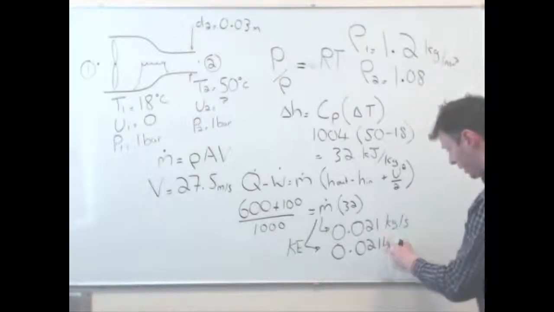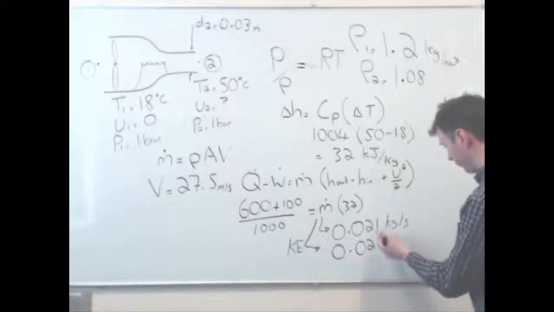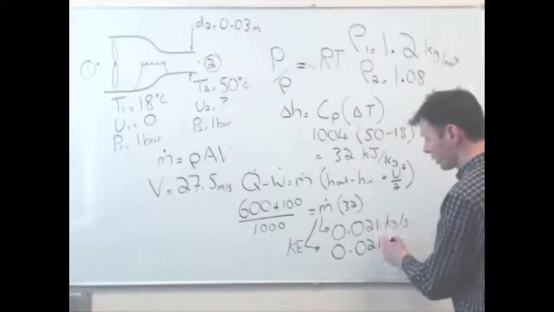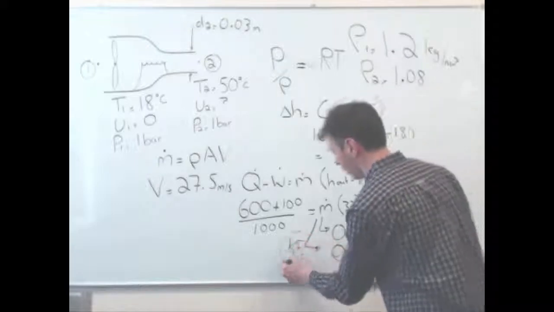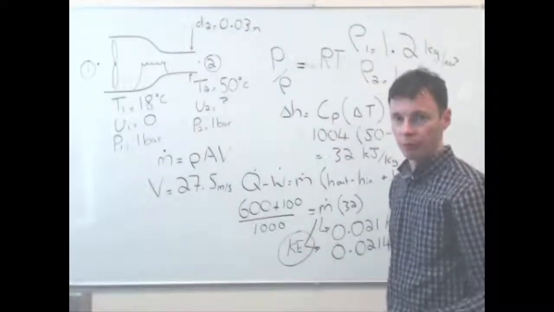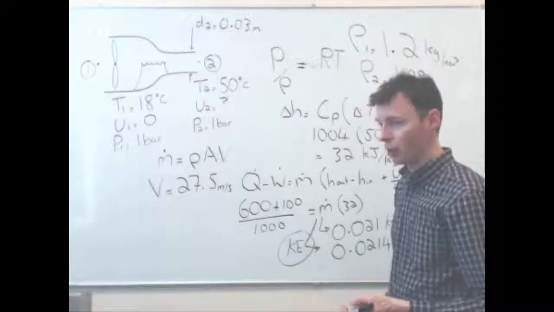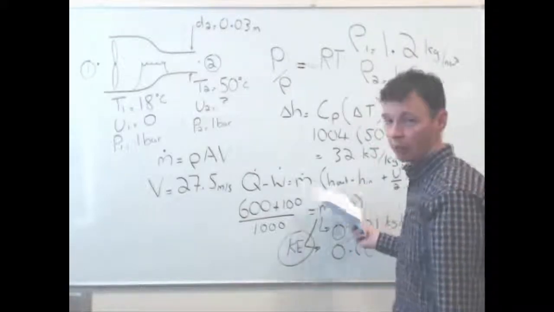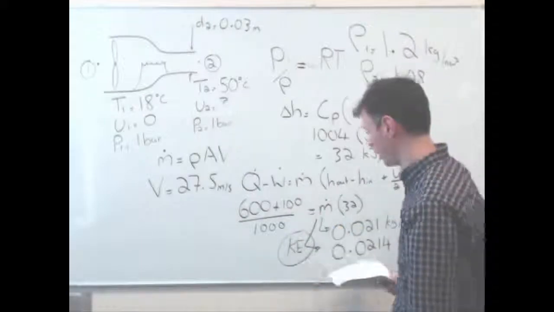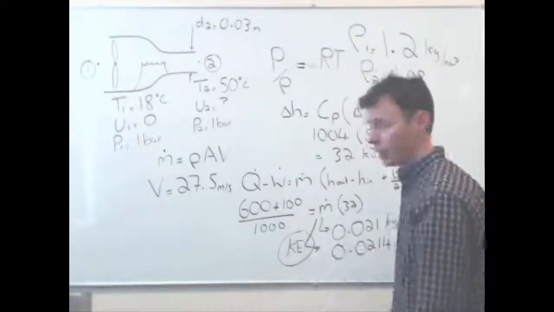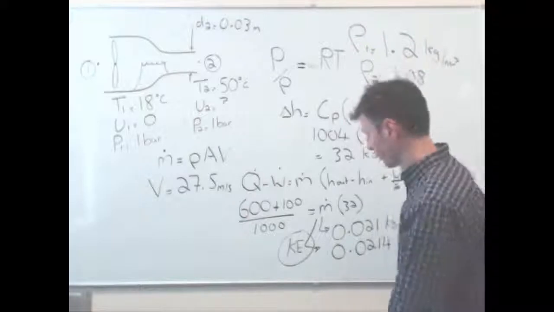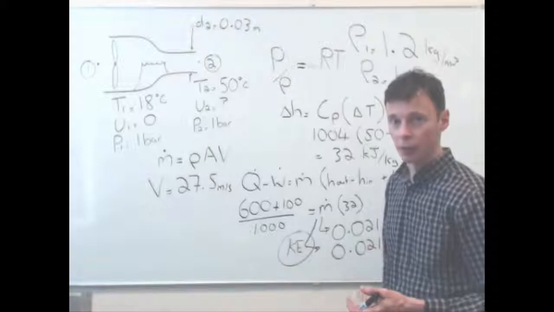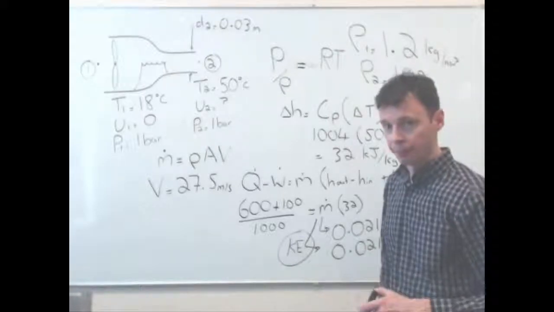0.0214. So the difference here is what? 2% approximately. So there's a 2% difference if we include the kinetic energy component. Again, proving that if we have a decent mass flow rate and we put enough heat in, the change in the enthalpy of the gas is huge compared to the kinetic energy component. So in this case, our assumption to neglect the outlet kinetic energy was valid.